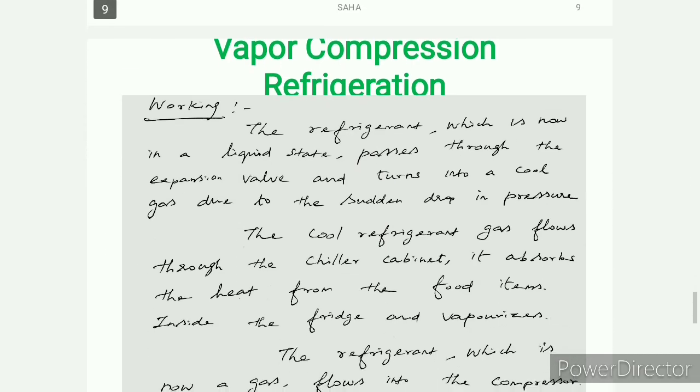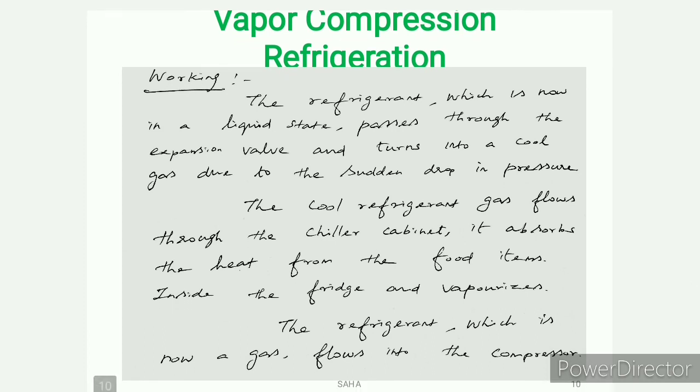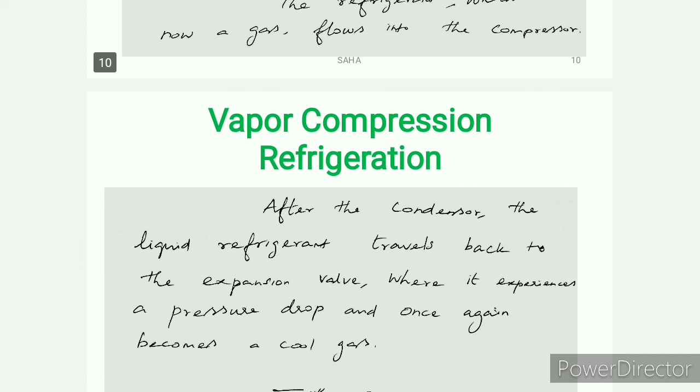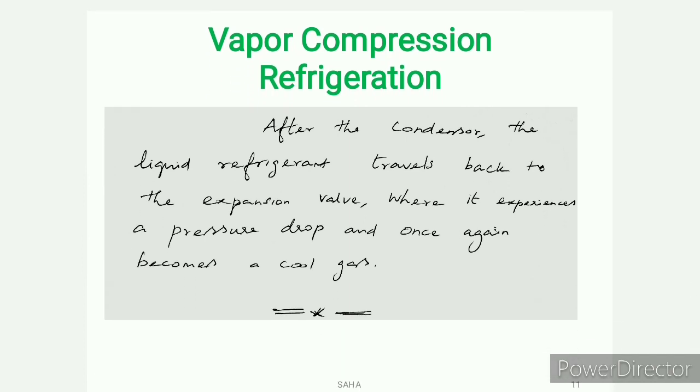The working of the vapor compression refrigeration. The refrigerant, which is now in a liquid state, passes through the expansion valve and turns into a cool gas. Due to the sudden drop in pressure, the cool refrigerant gas flows through the chiller cabinet. It absorbs the heat from the food items inside the fridge and vaporizes. After the condenser, the liquid refrigerant travels back to the expansion valve, where it experiences a pressure drop and once again becomes a cool gas. So this is the cyclic process and working of the vapor compression refrigeration.